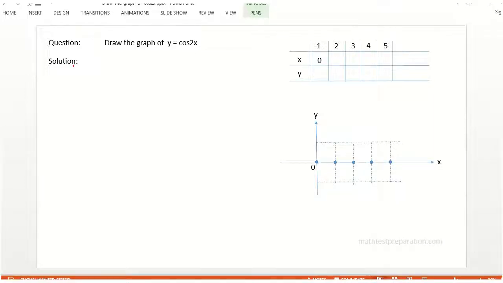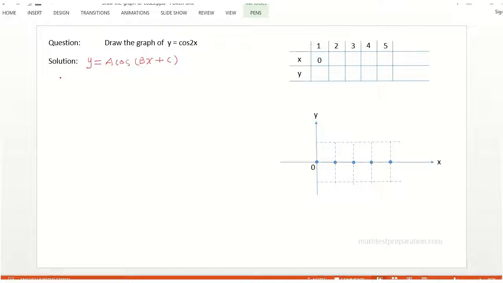In this video, we are going to draw the cosine 2x curve using the 5-point method. The standard form of the cosine function is y equals a cosine(bx plus c). A is the amplitude, b is related to the period, and c is the phase shift.